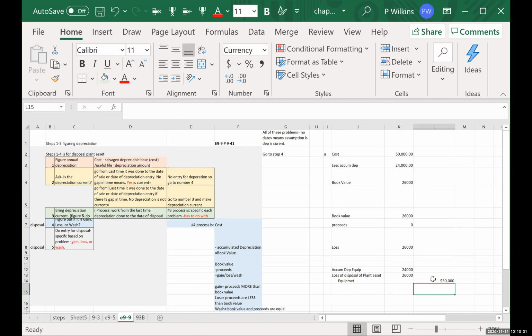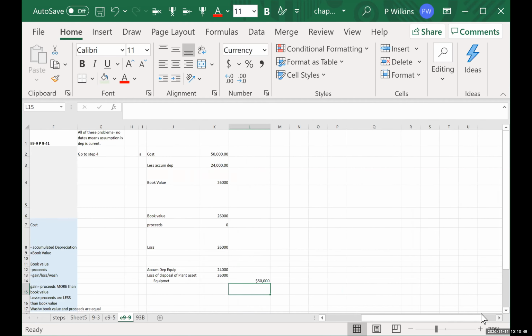So this first one here, A, is disposal of a plant asset with no proceeds and a loss. So that's A. So we're going to go over to the next column here and we'll do B.